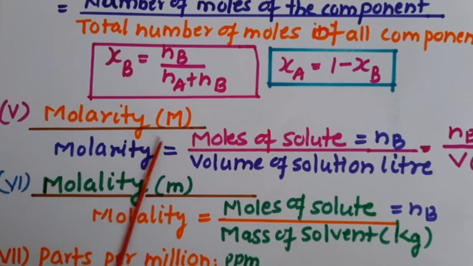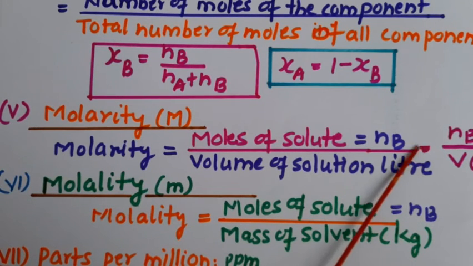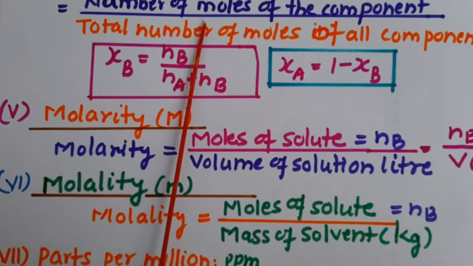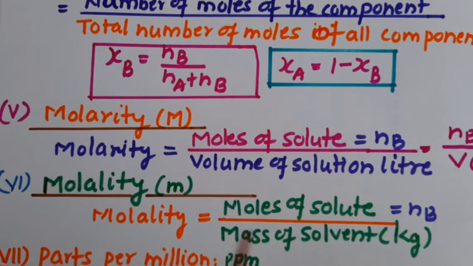Now, what is the role of density here? Let us consider moles. Molarity is defined as number of moles of solute. Here also the denominator contains Nb. Here it is Nb, here is also Nb, and here is also Nb. It means in all the three units of concentration, that is mole fraction, molarity and molality, the numerator remains the same. You first have to find out the number of moles of component B. The numerator remains the same.